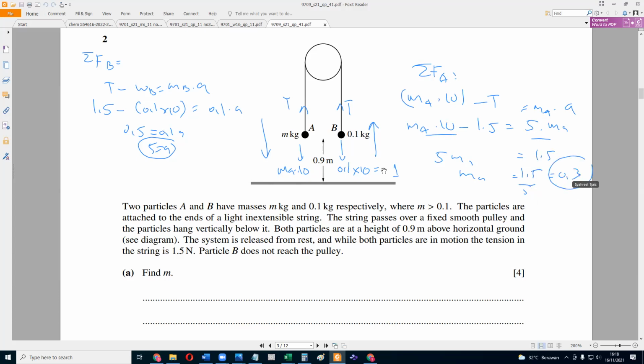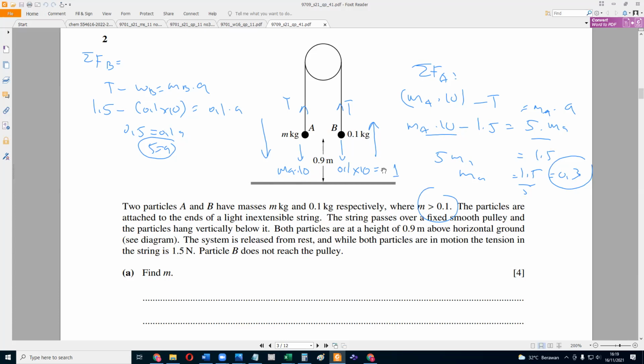Ta-da! Sir, I want to ask, why is the tension in the sum of the forces of B positive, while in the sum of the forces of A the tension is negative? Okay. In this case, think of them as a group. A and B are going to work as a group because they are connected by the rope, right? Because A is heavier, more than 0.1, we know that A is going to go down, where B is going to go up.